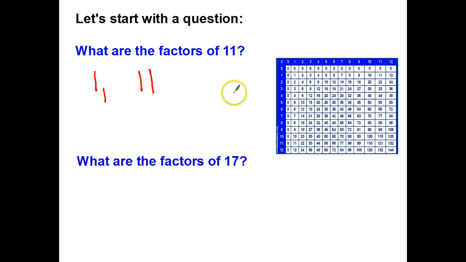So let me take a look over here at my multiplication chart and see if I can find 11. And I see it right there. There's 11, and there it is. Here's an 11 column. But if you look closely, you will not find 11 any other place on the multiplication chart. And that's because the only factors of 11 are 1 and 11.